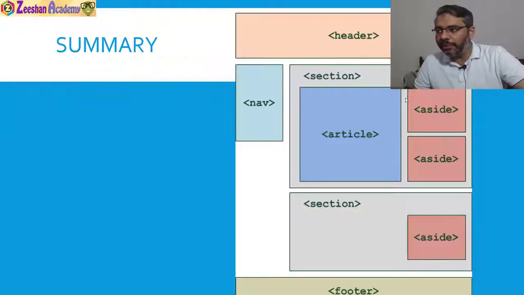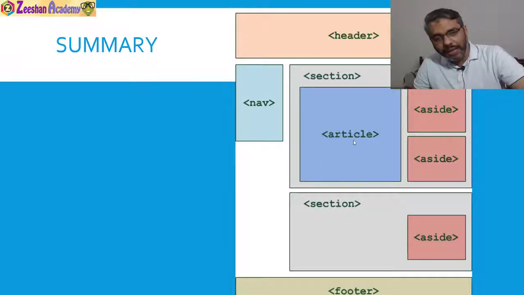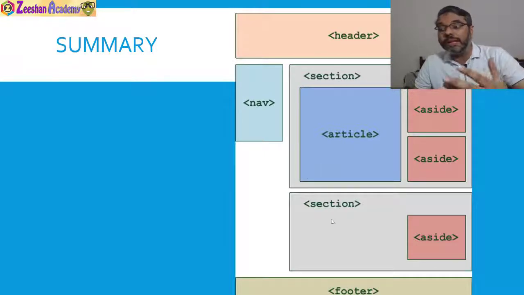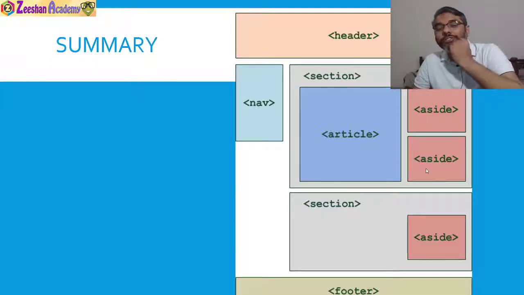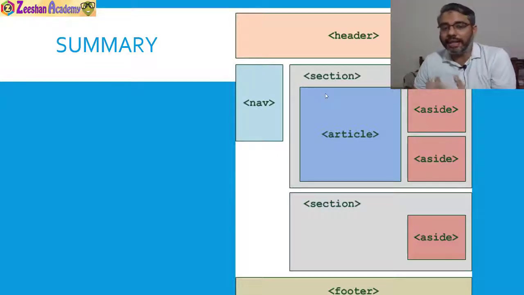Okay, so in summary, we have a header, we have a section. Each section can have multiple articles. There can be multiple sections. So within an article, I can have multiple components being displayed inside it. Each section can have 2 asides or 3 asides as well. So it all depends on how you want to structure and nest these things.